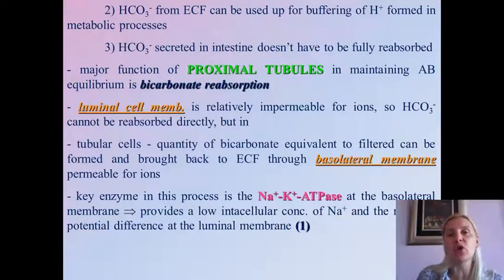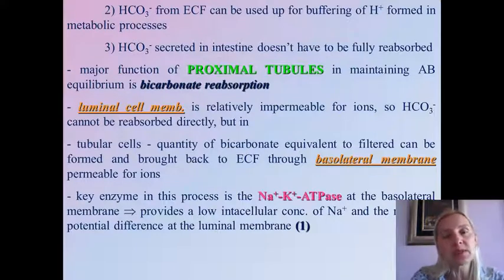So we have to overcome this problem and limitation, and this is achieved by a process in which the quantity of bicarbonate equivalent to the quantity which was filtered can be formed and brought back to extracellular fluid through a sequence of processes occurring in tubular cells. Why is that possible? Because the other membrane, the basolateral membrane of tubulocytes, is permeable for ions and bicarbonate.